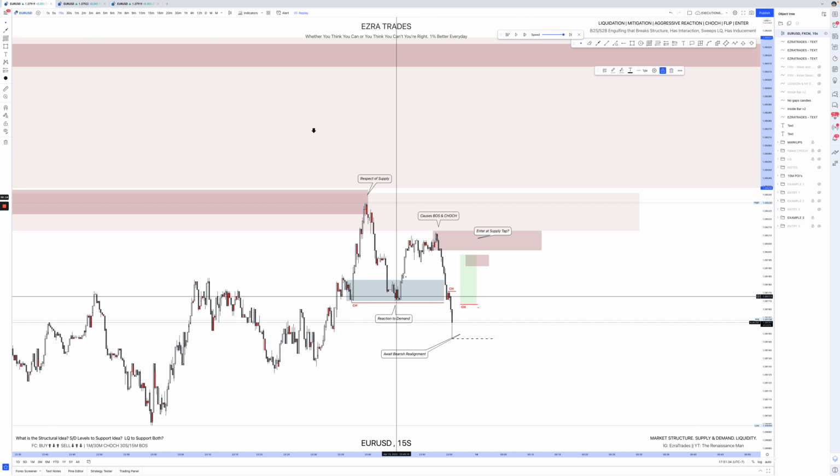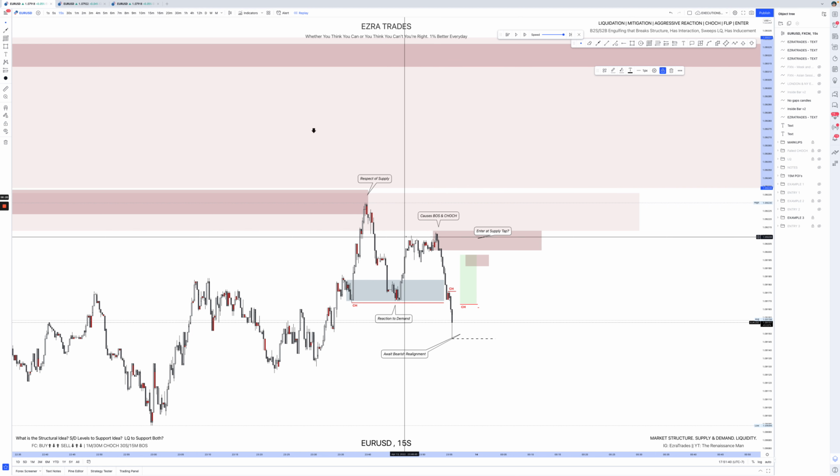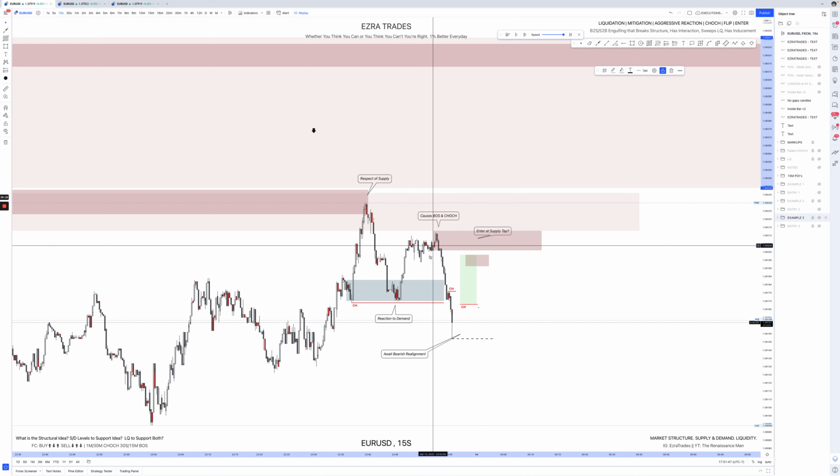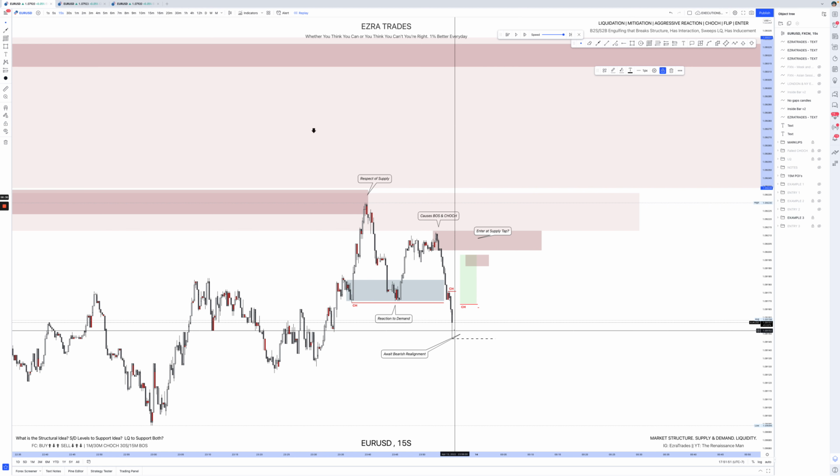So reaction to demand, we formed an extreme. This is a flip, right? This flip took liquidity to the left, right? It also built some liquidity in here and took that. So it took liquidity, so it doesn't necessarily need inducement. It already has some. This one directly broke to the downside.